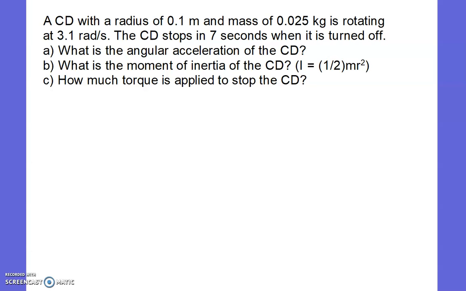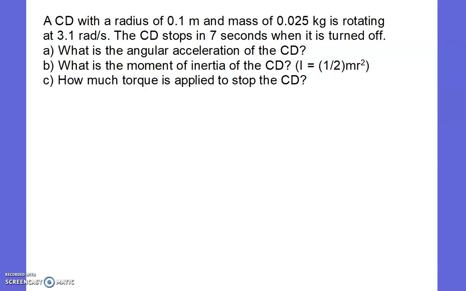In this problem, we have a CD with a radius of 0.1 meters and a mass of 0.025 kilograms, and it's rotating at 3.1 radians per second. The CD stops in 7 seconds when it is turned off. First, we want to find out what is the angular acceleration of the CD.